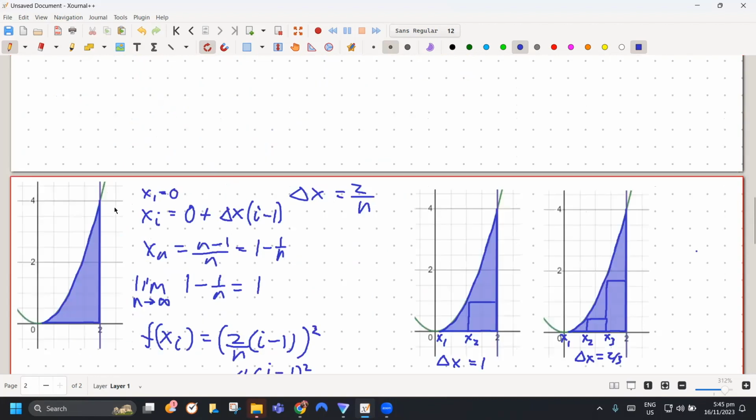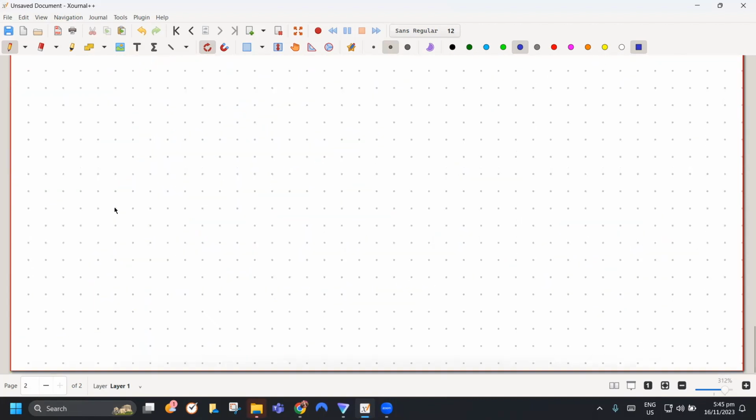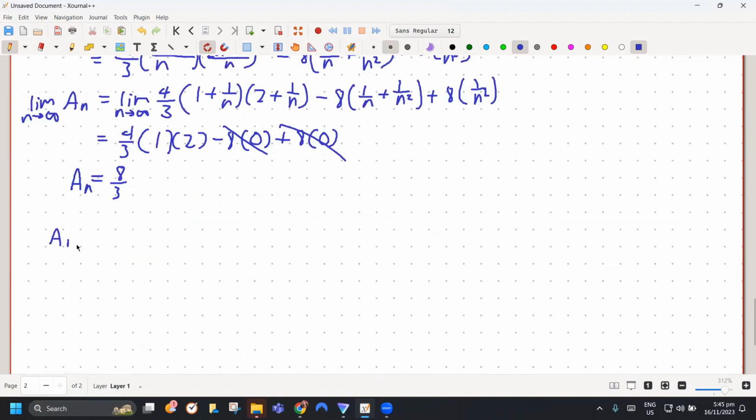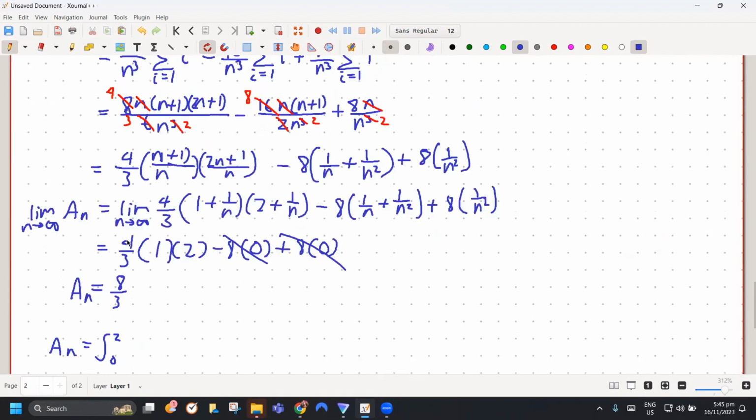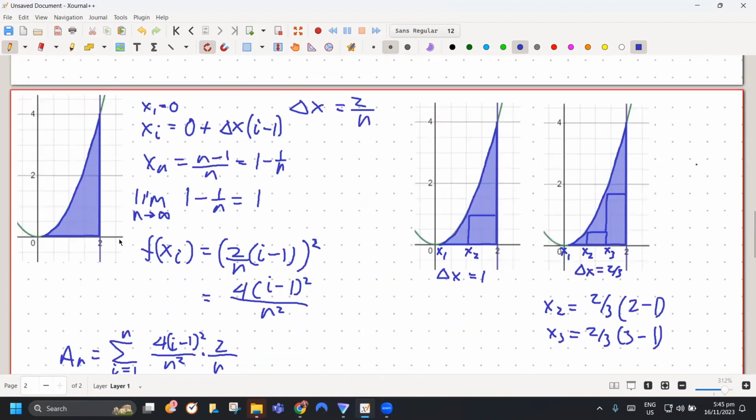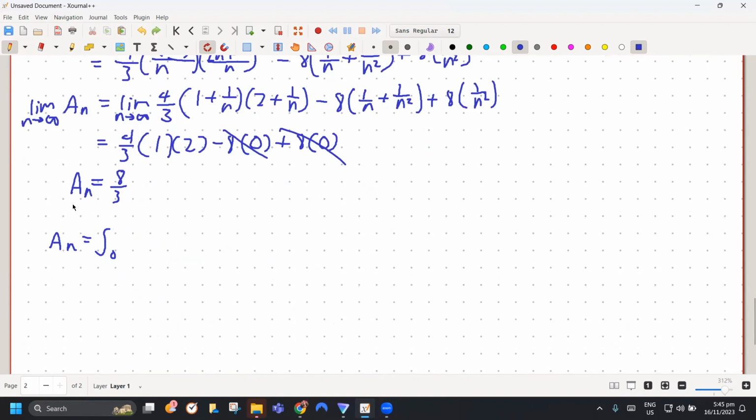Ngayon, check natin. a na lang, wala nang n. Kasi di ba, in the limit na yan eh. So area is equal to integral from 0 to 2 of x squared dx. Ayun, okay. Tama ka po.